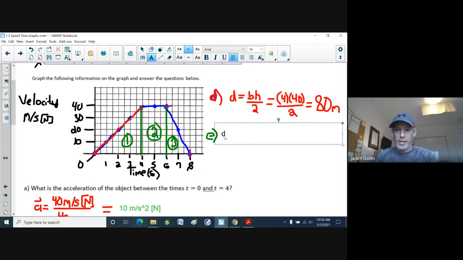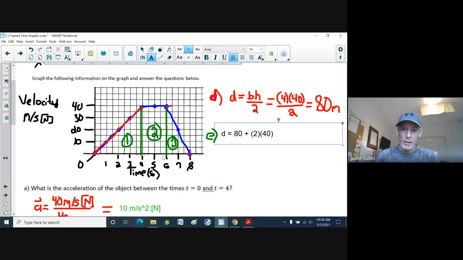All right, so we have D equals, so we got the 80. That's between 0 and 4. Now we have a rectangle. So again, length times width. That rectangle is 2 wide, because we're going from 4 to 6, so it's 2. But it is also 40 high. So there's our rectangle there, 2 times 40.